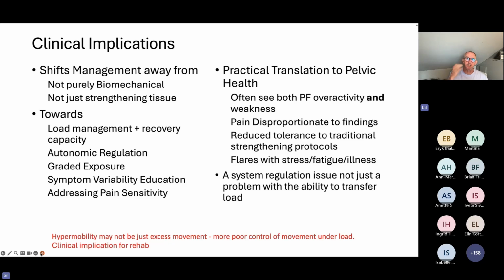In this practical translation to pelvic health, we often see both pelvic floor overactivity and weakness at the same time in these patients. The pain can often be disproportionate to the findings, so they can often have an awful lot more pain than what you can actually find clinically when you assess them. They often have reduced tolerance to traditional strengthening protocols, and there's some evidence out there to support that. And then flares with stress, fatigue, and illness. So it's a system regulation issue, not just a problem with the ability to transfer load. It might not just be excess movement, it's more poor control of movement under load, which is a big clinical implication for us in rehab.